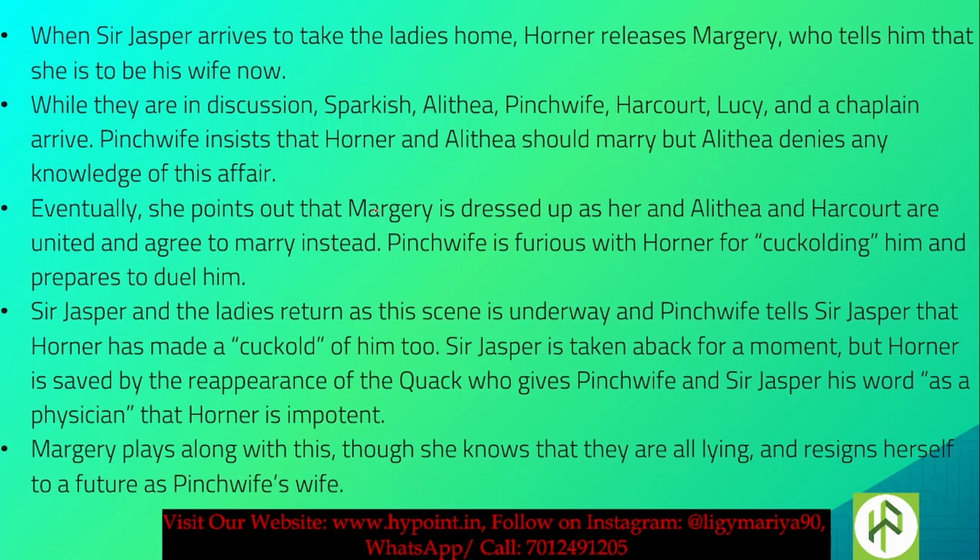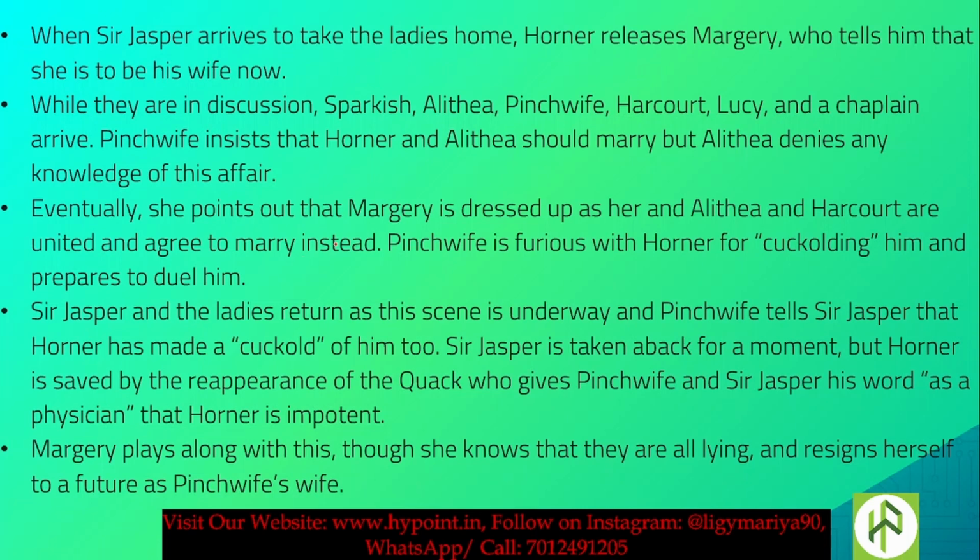Eventually, she points out that Marjorie is dressed up as her, and Alethea and Harcourt are united and agree to marry instead. Pinchwife is furious with Honor for cuckolding him and prepares to duel him. So eventually, everybody knows that Marjorie is dressed up like Alethea, and Harcourt is in love with Alethea, and they are engaged and agree to marry. And Pinchwife is furious to know about this trick by Marjorie, and he knows that Honor cuckolded him, and he was prepared to take a duel with Honor.